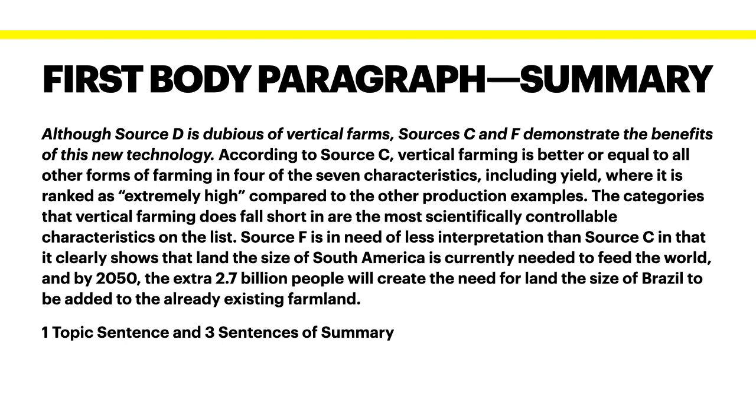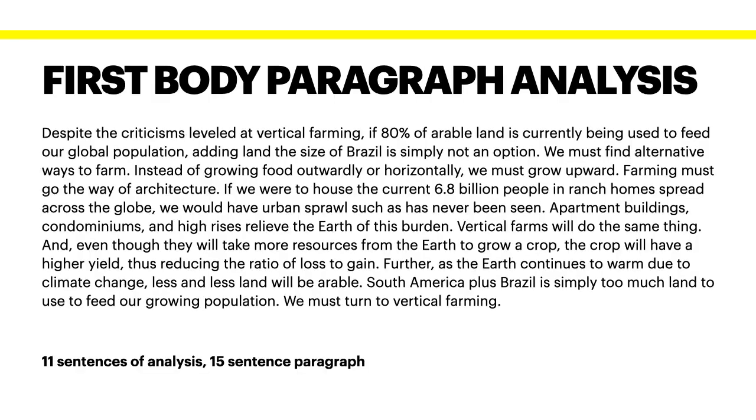This is just the beginning of the introduction. So I have a topic sentence, again, using that subordinate conjunction. I mention all 3 sources, but I make it clear that I'm really going to be dealing with C and F. And then I have 3 sentences of summary. The 3 sentences of summary summarize basically what I told you already with source C and source F, just much more succinctly. Then I come in with the analysis for the first body paragraph.